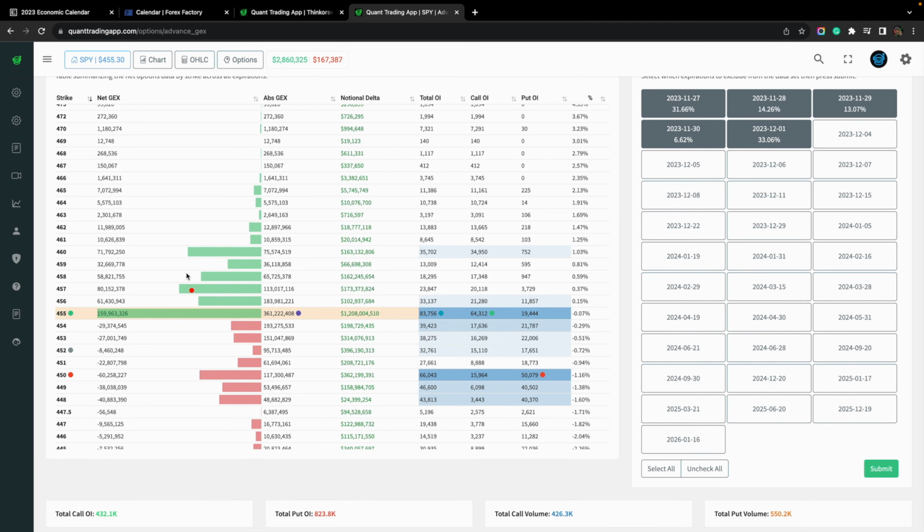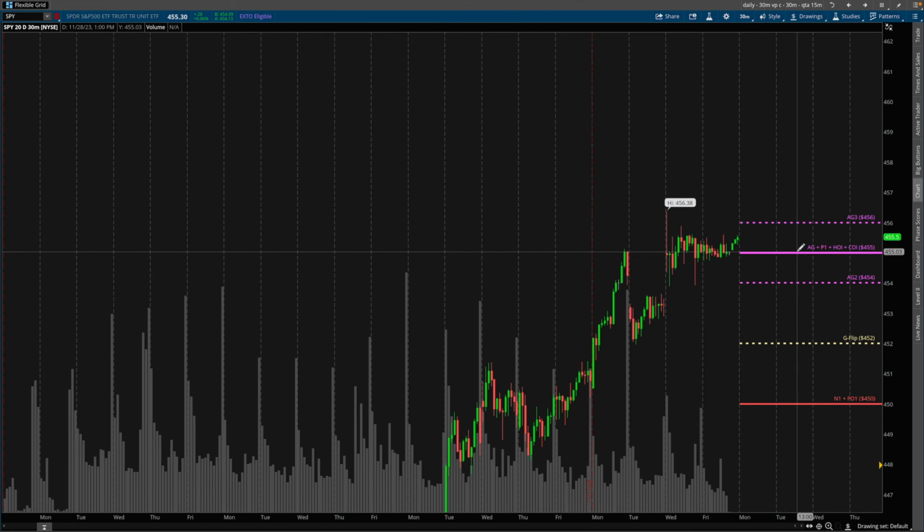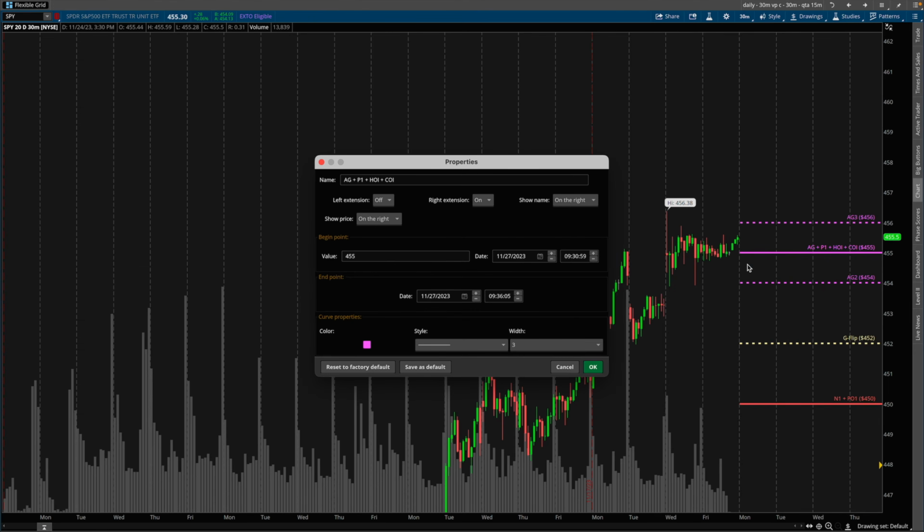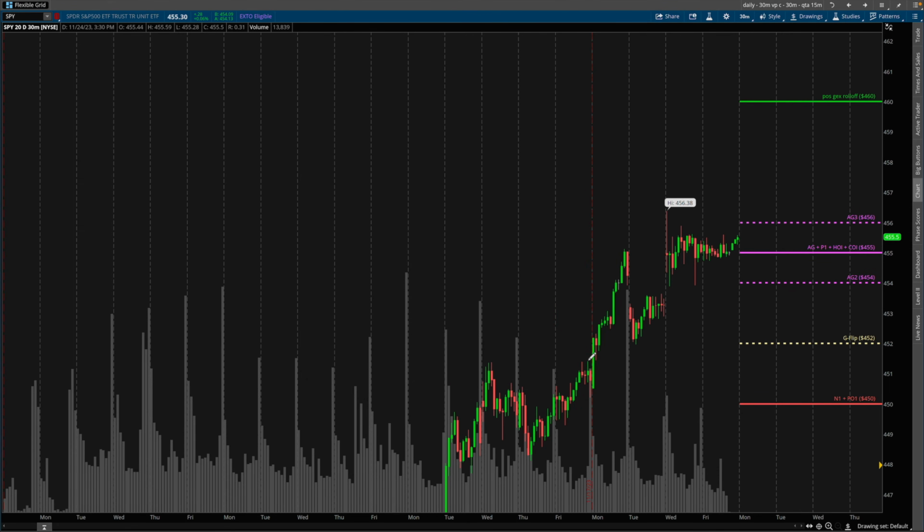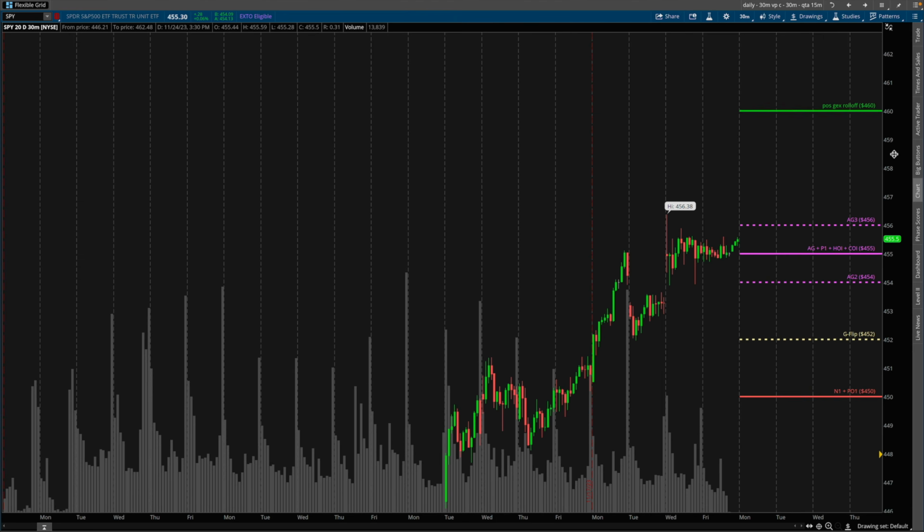So in my mind, I'm going to mark this as something that's significant. So 460, if we come back to the chart, let's duplicate this again. I'm just duplicating the one that's pretty similar to it in terms of the style or the aesthetic. So I'm just going to switch this to green, and I'm going to call this positive GEX roll off, right? And make that 460, and boom, there we go. So this is where the positive GEX rolls off.